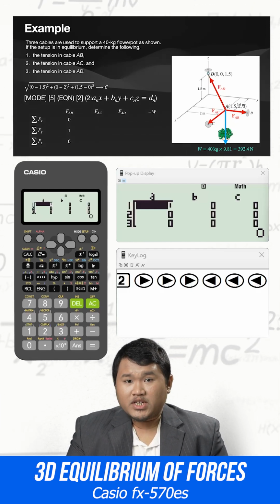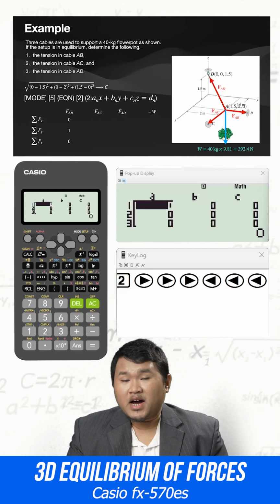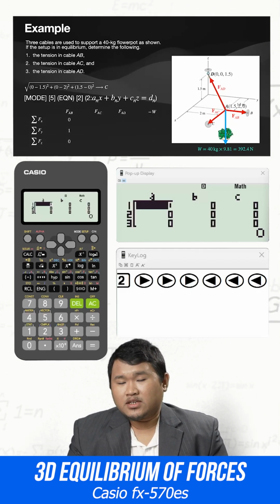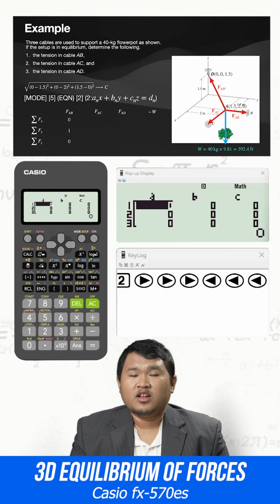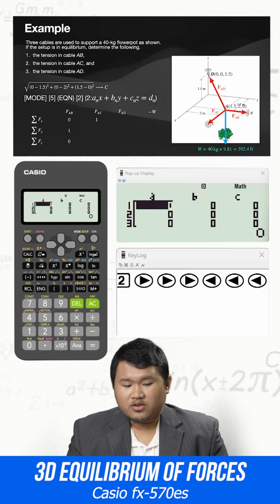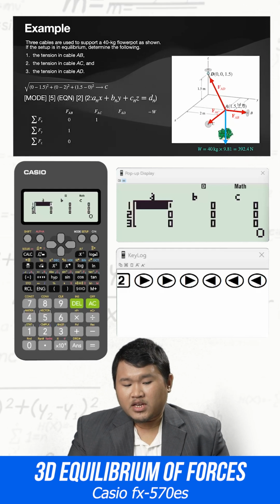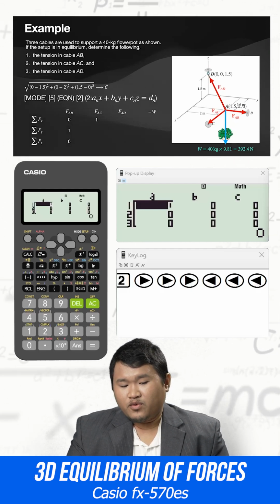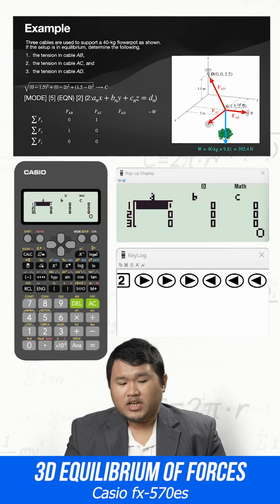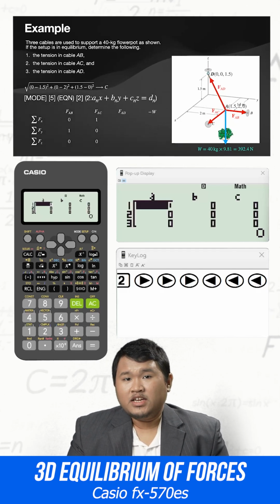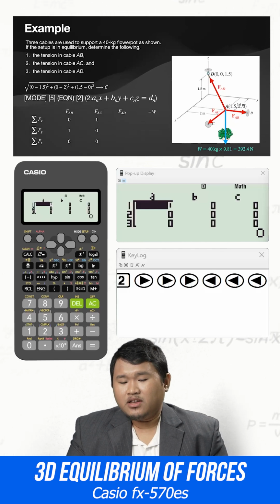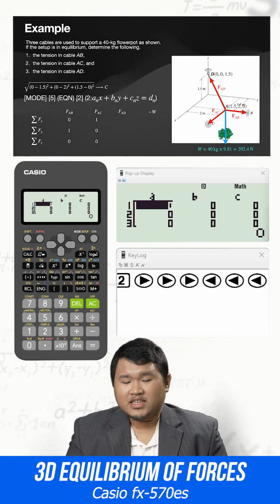Next, for force AC, notice that it is parallel to the x-axis. So in terms of components, only the x component has a non-zero value. The rest, which is y and z, are considered 0. So in this case, the row for x is 1 for force AC, and then 0 for the other components.